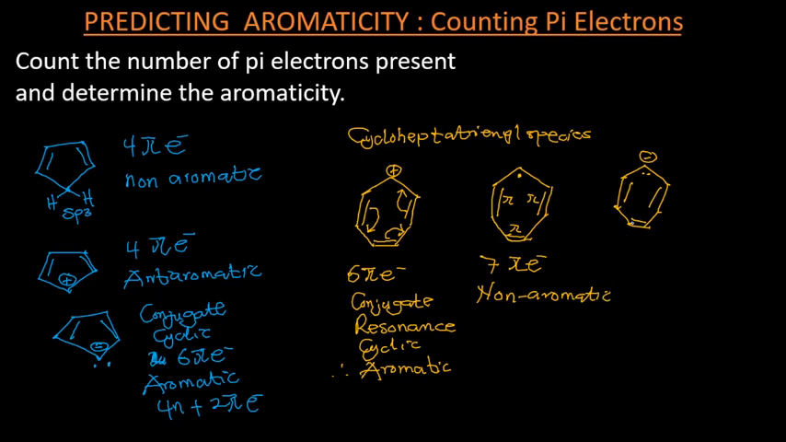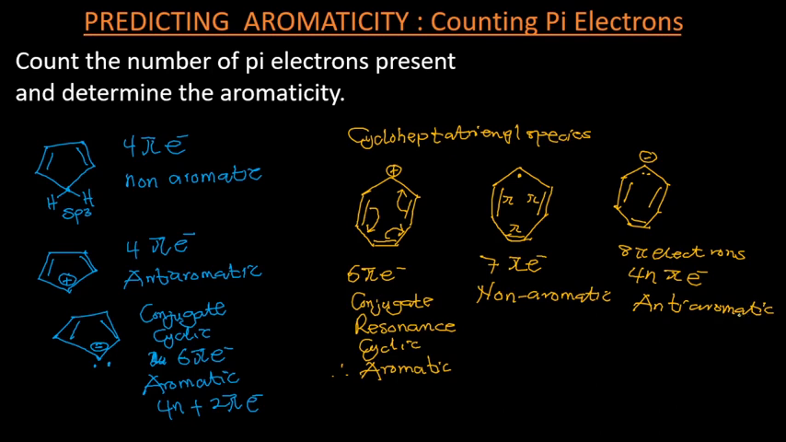What about this one? We have 2, 4, 6, and 8 pi electrons in there. That means it's obeying the 4n pi electron rule, which is automatically telling us that it is what? Anti-aromatic. It is anti-aromatic.